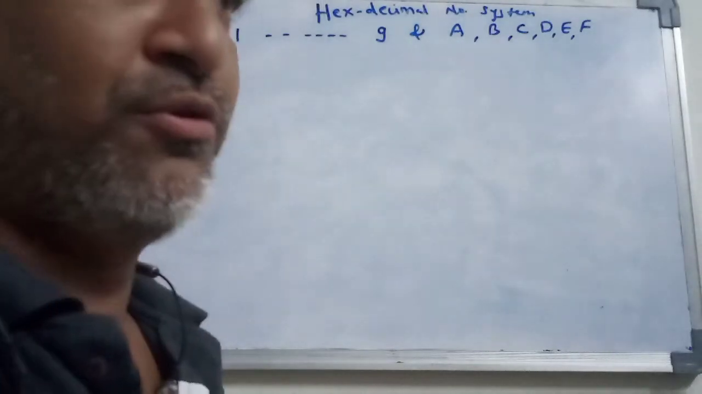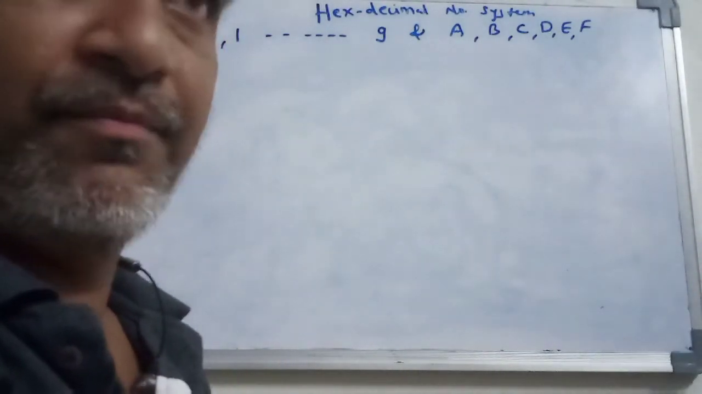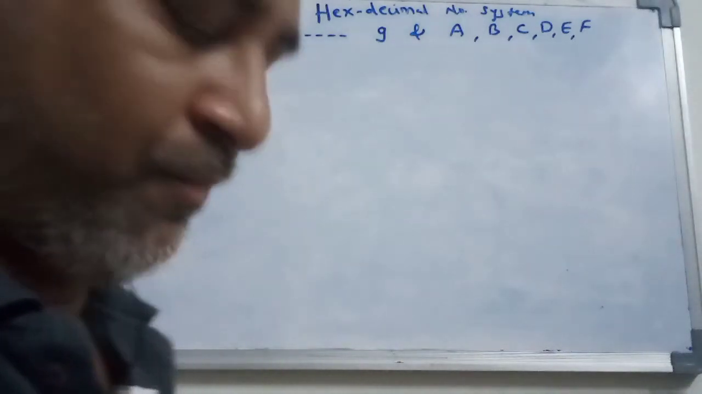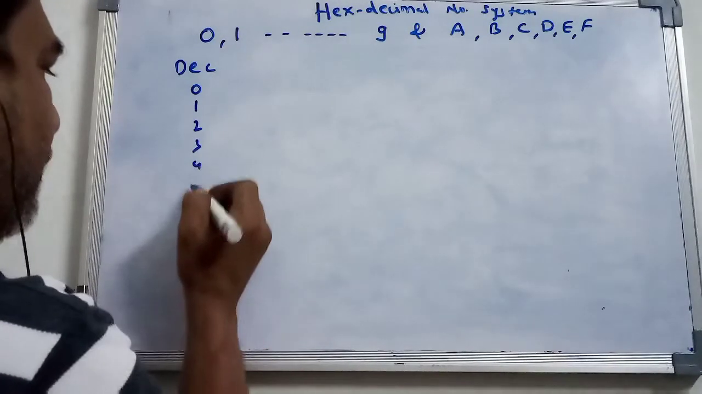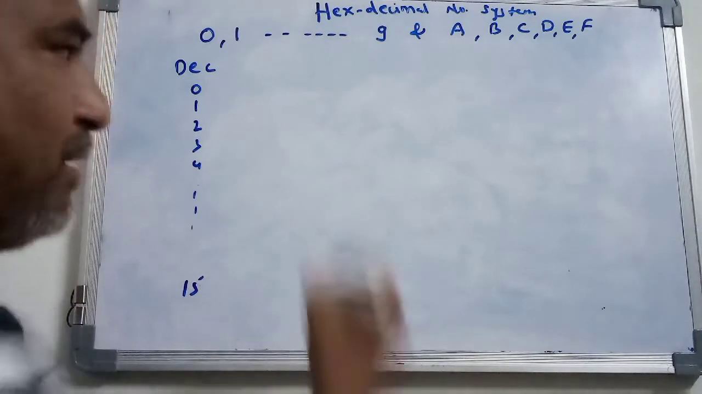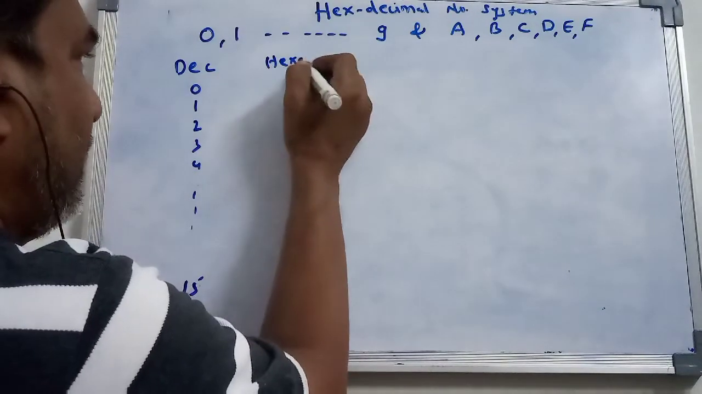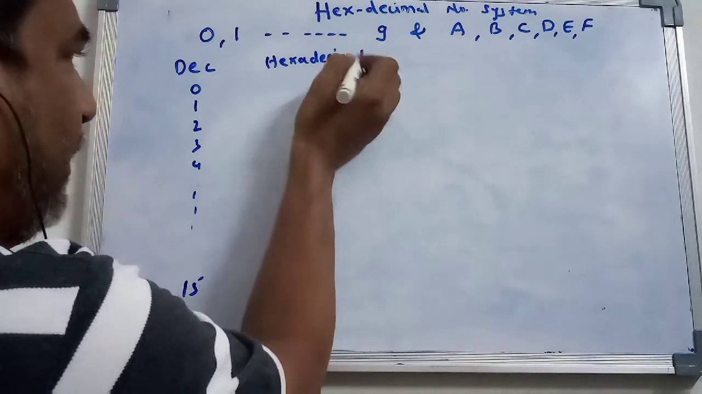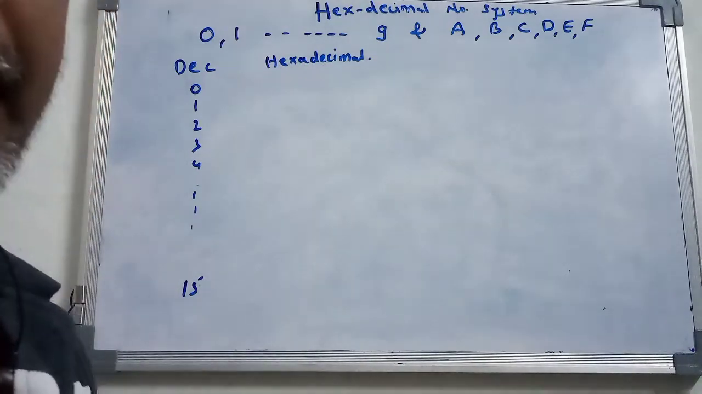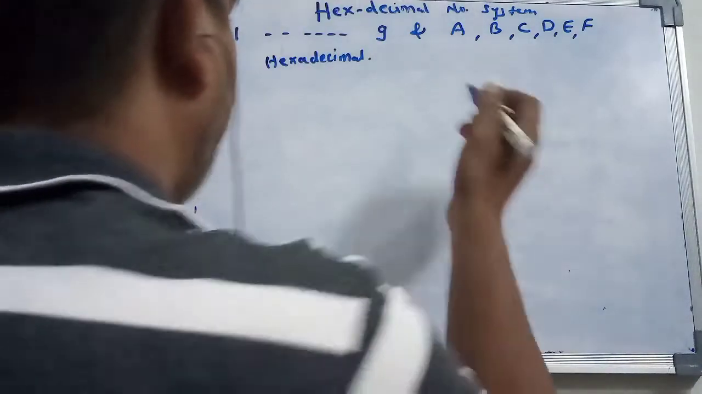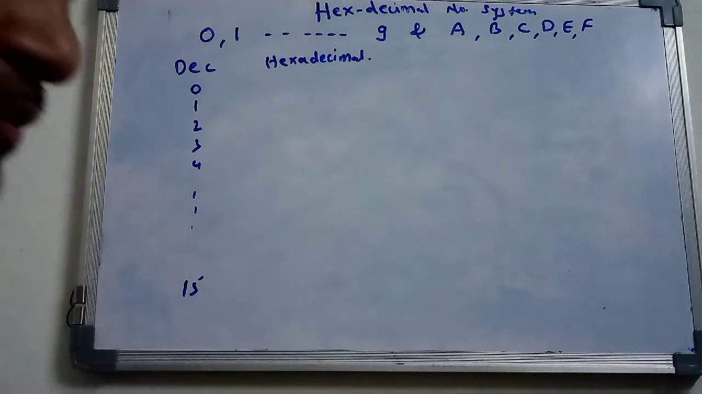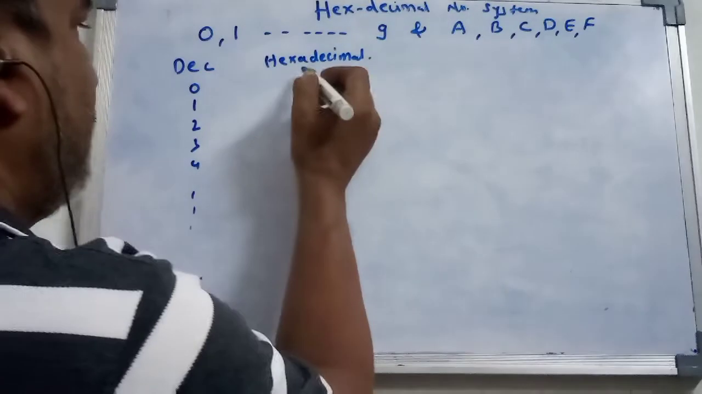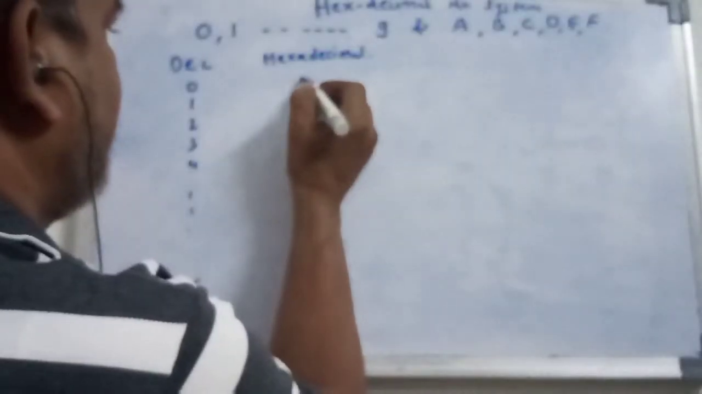Before starting the hexadecimal number system, you should know the 4-bit table. That table we have to draw. First, you write down the decimal numbers starting from 0, 1, 2, 3, 4 up to 15. Then you write the hexadecimal number, and the 4-bit number you have to write down directly from the binary formation.